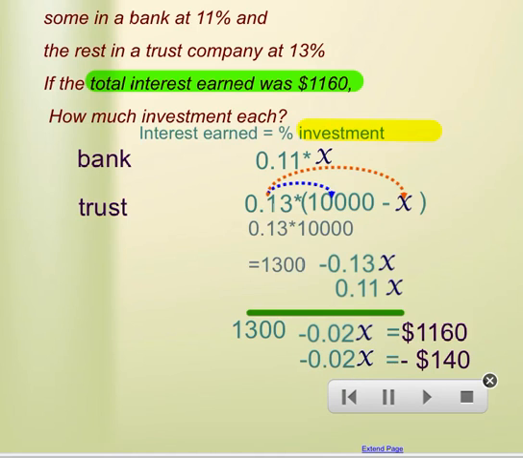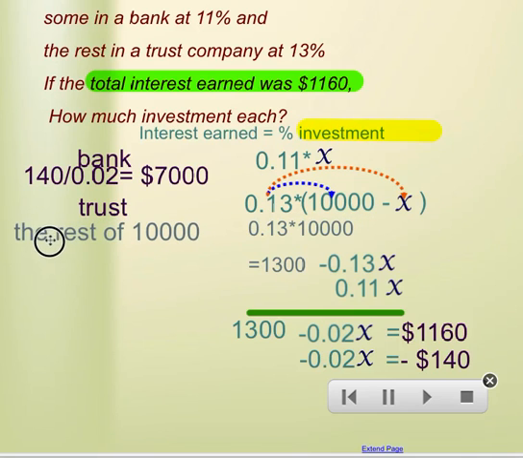And so as a result, then we're going to divide the 140 by 0.02. They're both negative, so it will result in positive. $7,000 is what the x is. That's the amount invested in the bank. So the rest of it will be subtracted from 10,000, which will give us 3,000.